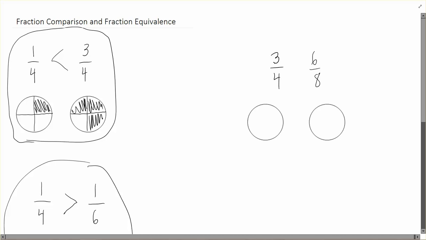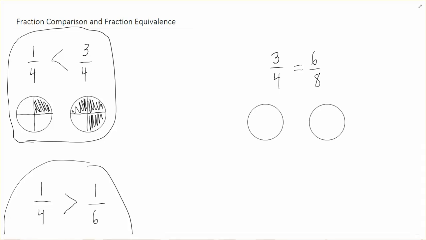Let's talk about fraction equivalence. So we've talked about comparing larger and smaller ones. What happens when two fractions are the exact same size, like 3/4 is the same size as 6/8? How do I know that? That's a really important question for students to understand. How do we know when two fractions are actually equal?